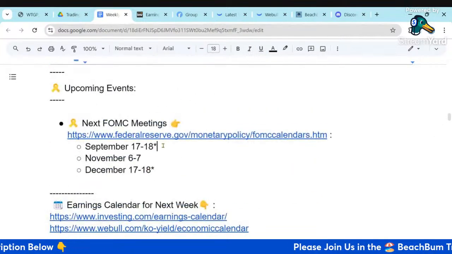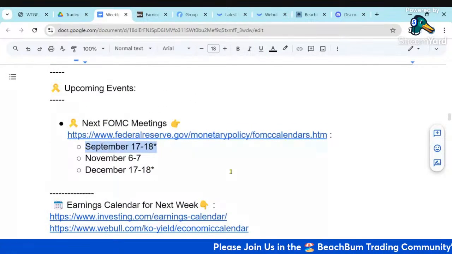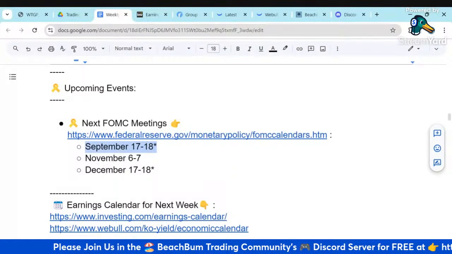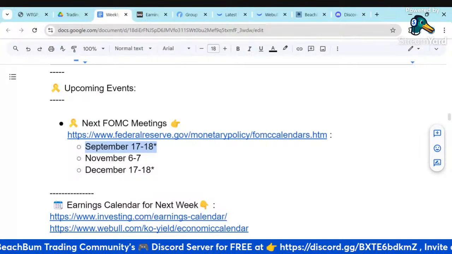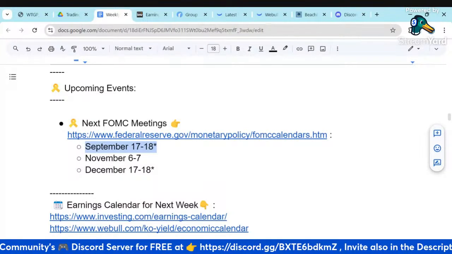Also, just a quick reminder, the next FOMC meeting is September 17th and 18th. So then we'll get the rate decision. We'll also get another dot plot, to see what their projected rate of cuts is.